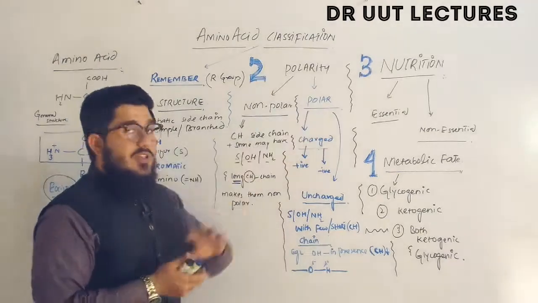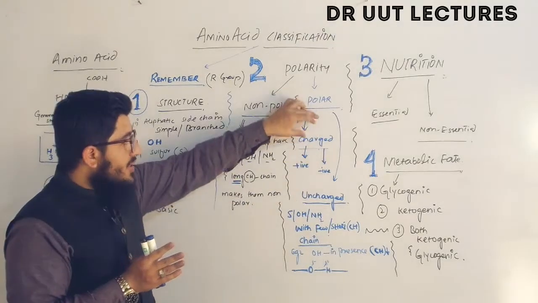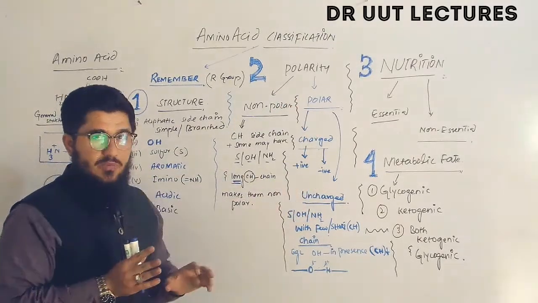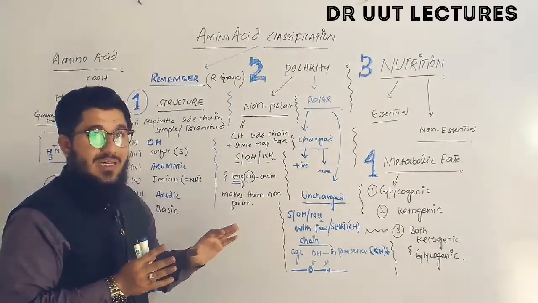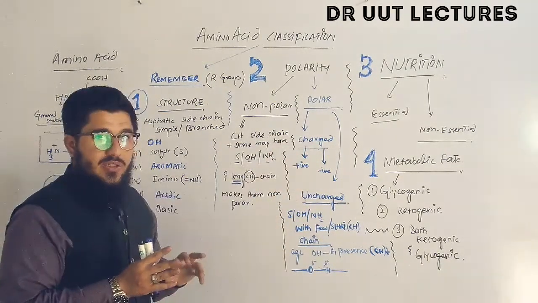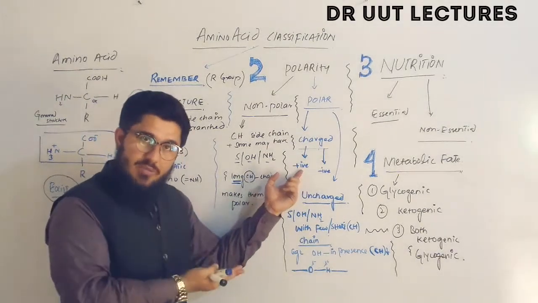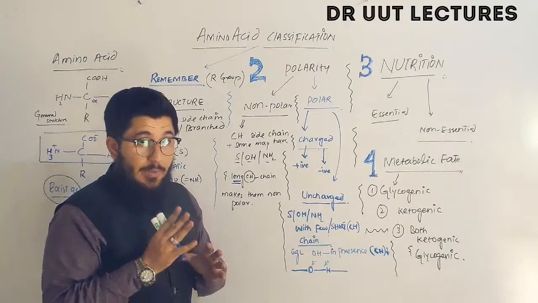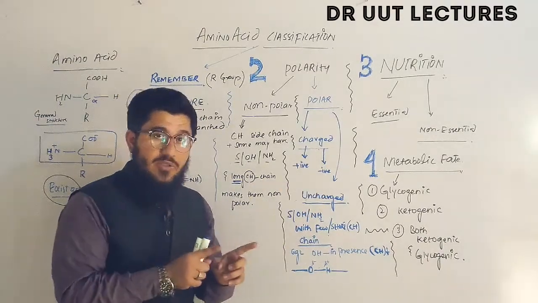The next one we have is polar amino acid, and we do have two types of amino acids, charged and uncharged. Now let's first understand about the charge, then we will move towards uncharged. Charged amino acids, such amino acids on which there is positive charge are known as positively charged amino acids, and such amino acids on which there is negative charge are known as negatively charged amino acids.